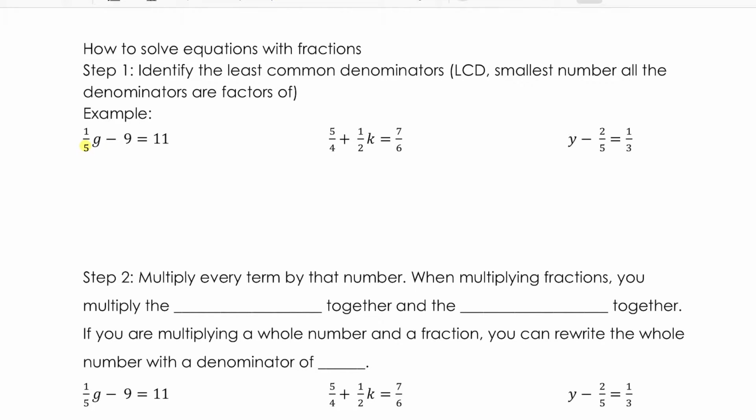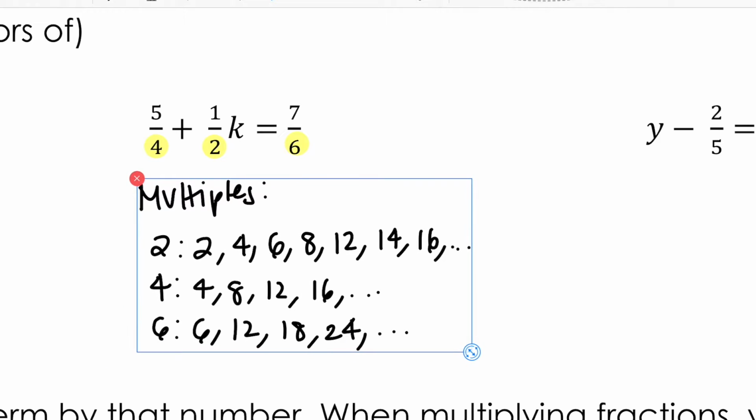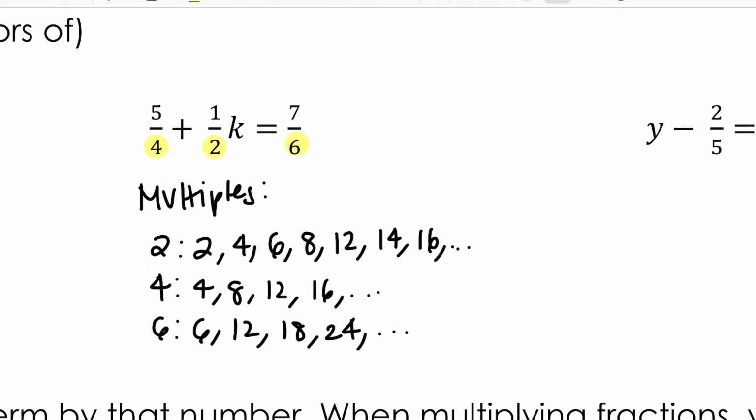For this first problem, the only denominator listed there is 5. So the least common multiple, or the least common denominator, is going to be 5. That one was really simple. So for this next problem, we have 3 different denominators. We want to figure out what is the least common denominator or least common multiple for these 3 numbers. So what we can do is actually write out the multiples and then look for the smallest number that all 3 of these have in common. The number 12 is included in all 3 lists, therefore the least common denominator is 12.